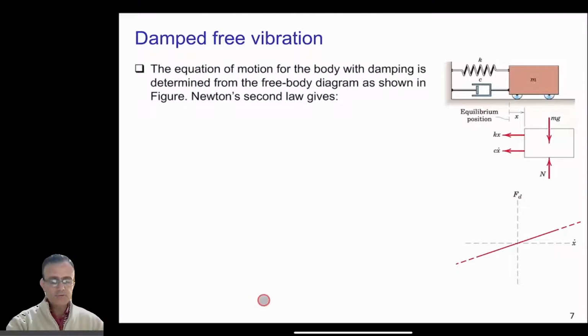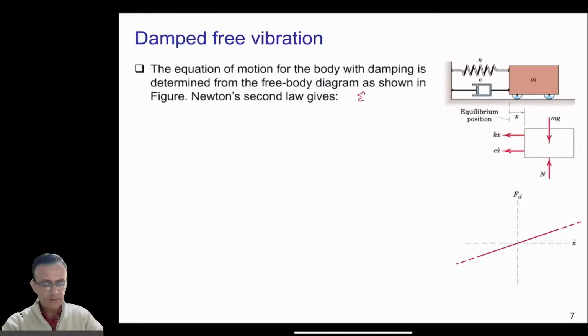Okay, so now we have the free body diagram of the system here. So we have the mass, the weight is in the downward direction, the N is in the upward direction. We have one force of the spring, which is kx, and one force of the viscous damping, which is c x dot. So now this is the free body diagram, so we can write the equation of motion.